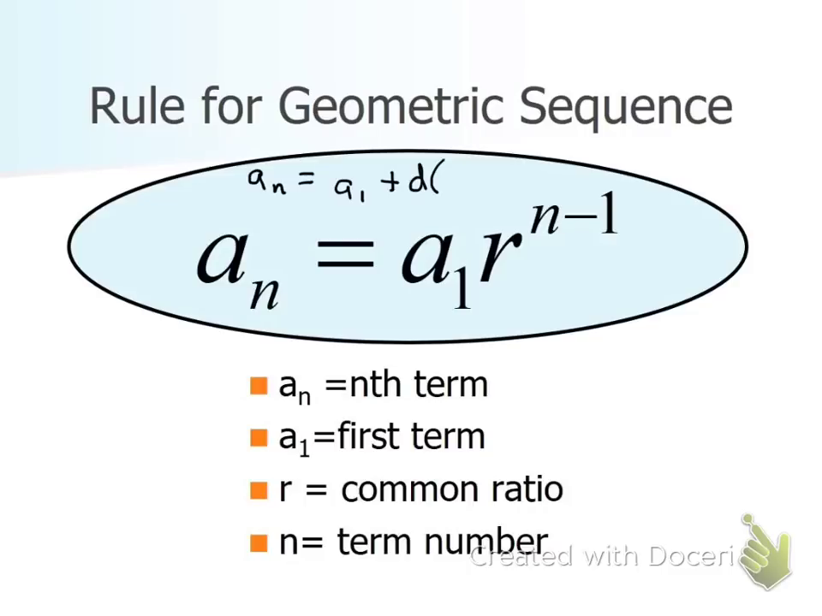Times the n term minus 1. That's good. Right. Notice how it's very similar. This time, though, it's the first term times the ratio raised to the n minus 1. Okay?